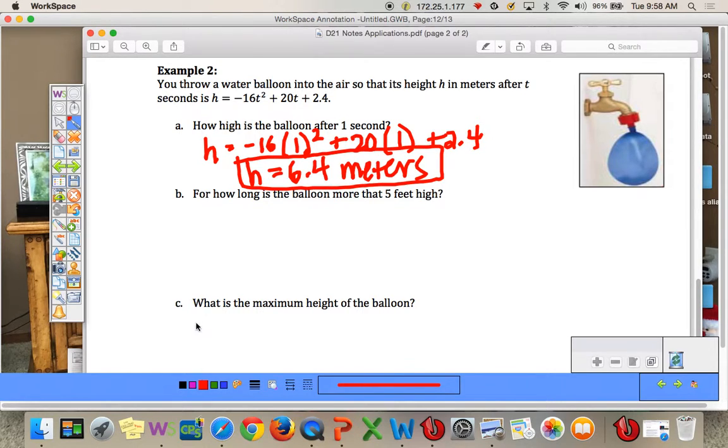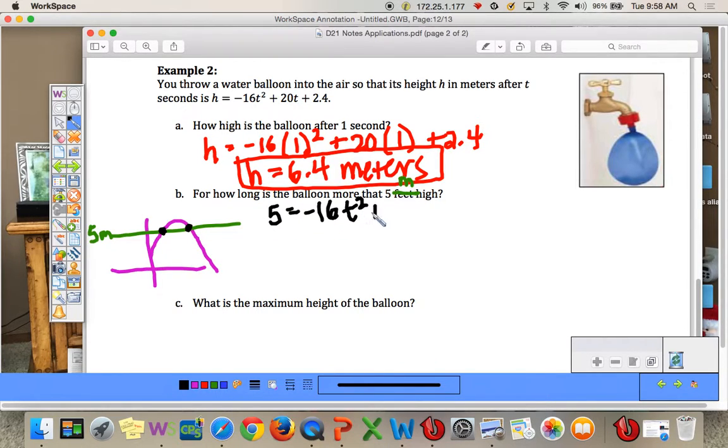For how long is the balloon more than 5 feet high? So if I draw a picture of this, we start at 2.4 meters, it's going to go up and then down, and we want to know for how long is it above 5 feet. And I should put meters to keep it consistent, 5 meters. Okay, so if it's above 5 meters, we're looking for these 2 points right here. 5 equals negative 16t squared plus 20t plus 2.4.